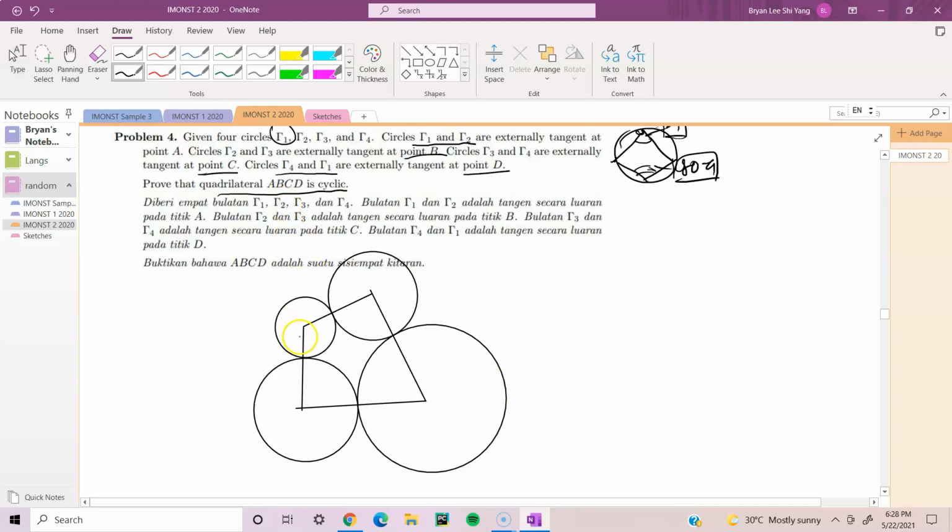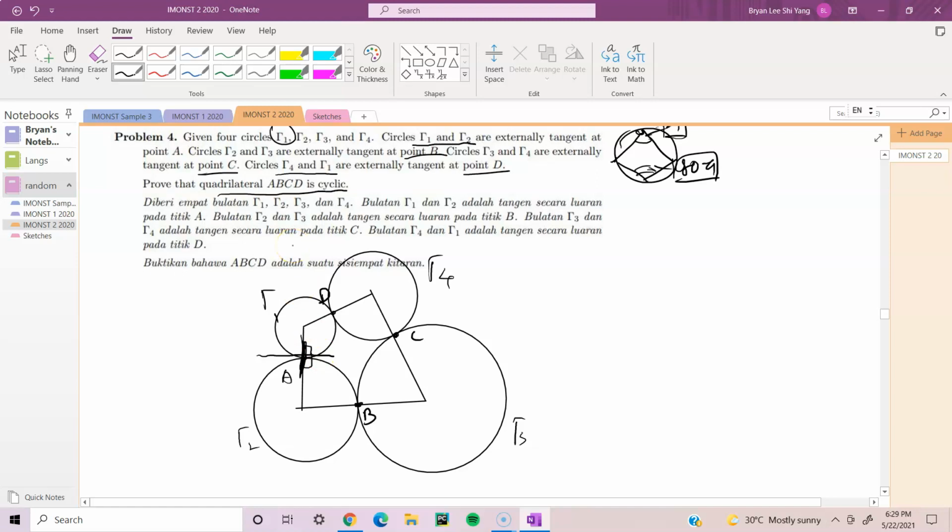Let's call this gamma 1, this one is gamma 2, this one's gamma 3, and this one's gamma 4, right? If gamma 1 and gamma 2 are externally tangent at point A, this would be our point A. Externally tangent means that these two radii are 90 degrees to the line of tangency, which means this whole thing is just a straight line. The same thing applies to all the other lines. For gamma 2 and gamma 3, point B is here, gamma 3 and gamma 4, point C, and then this is point D, where gamma 4 and gamma 1 are externally tangent.